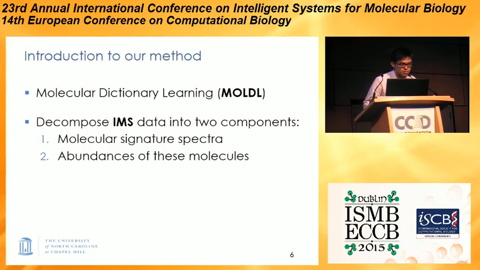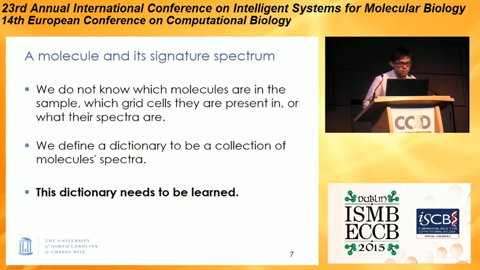We present a method called molecular dictionary learning, abbreviated as MODEL. This method decomposes IMS data into two components: one is the molecular signature spectra, and the other is the abundance of these molecules. Usually, we do not know what molecules the bacteria are producing or what is in a sample. Or even in cases where we might know what the molecules are, we do not know what their spectra are. Therefore, we model a dictionary to be a collection of molecular spectra. This dictionary is what our method MODEL aims to learn.